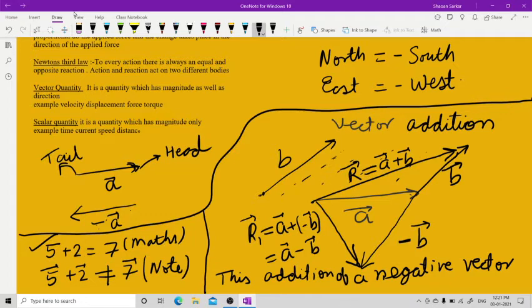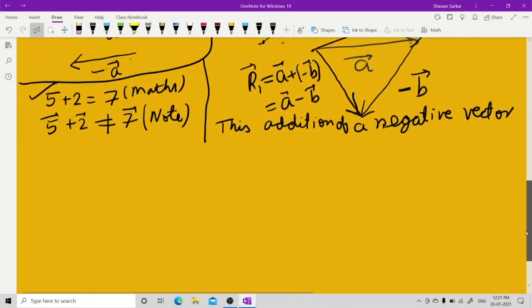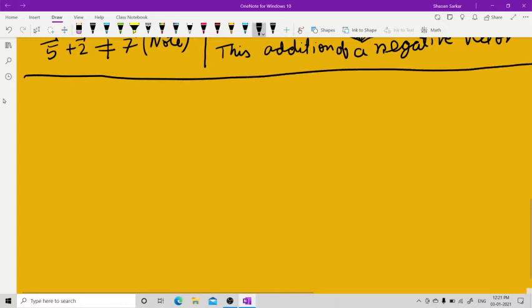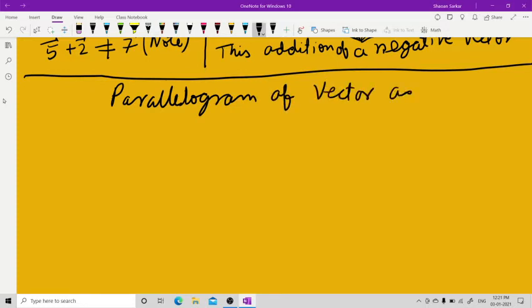Now let us understand the parallelogram of vector addition. This is very, very important for you. Okay, let me get some space. Now let me draw the line for you. Wait, students. Yes, we got it. Now, parallelogram of vector addition. Very, very important topic.